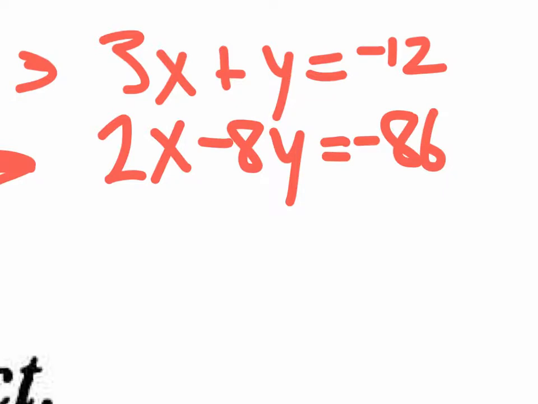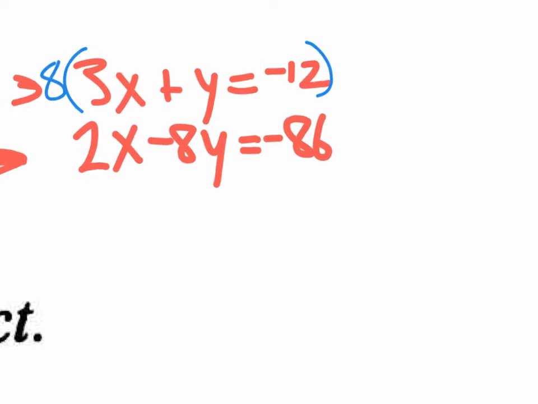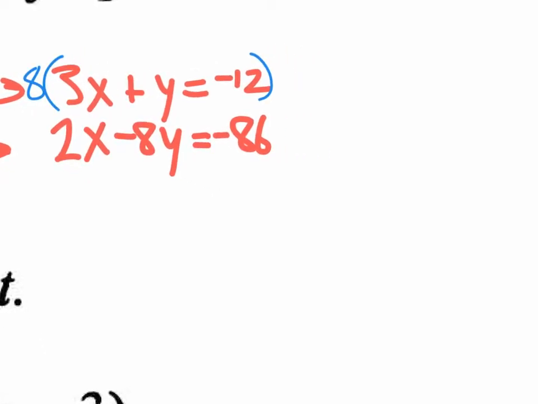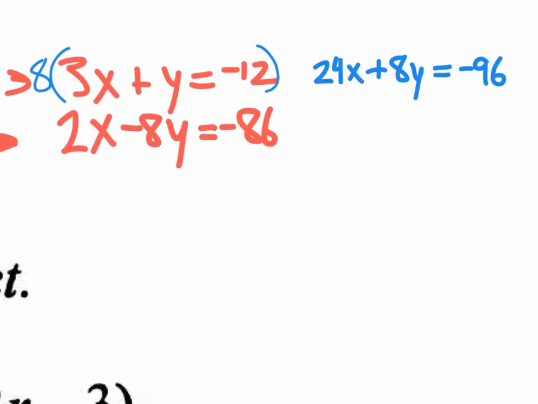And now I want one of the variables to cancel out. So I could cancel out x's by changing this to a 6 and this to a negative 6. Or I could cancel out y's by changing this y to a positive 8y by simply multiplying the whole top equation by 8. So if I do multiply the whole top equation by 8, I will have 24x plus 8y equals negative 96.